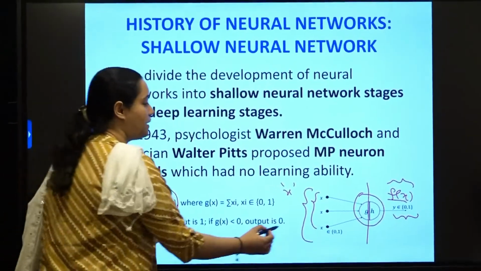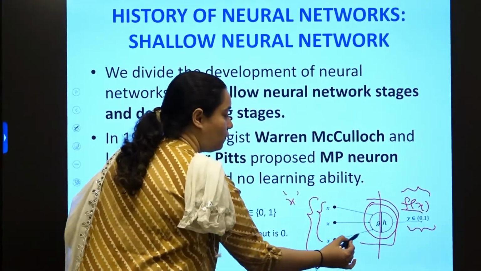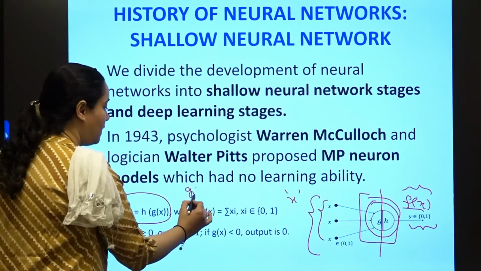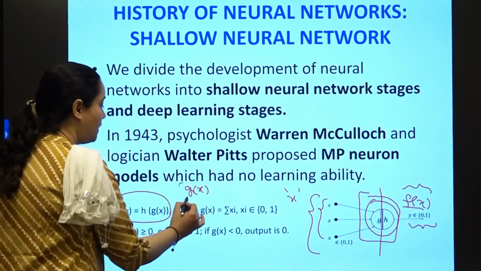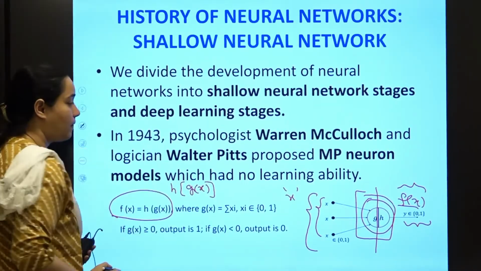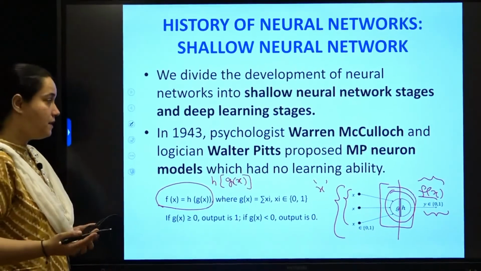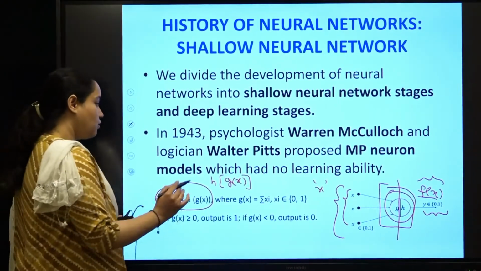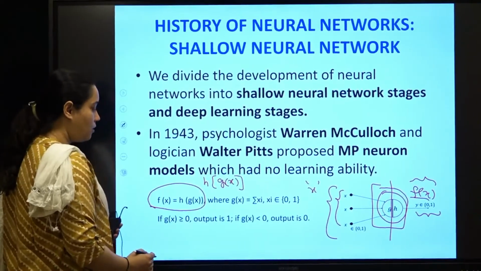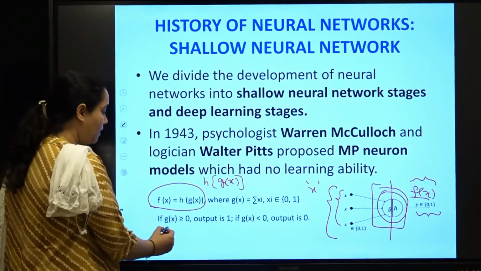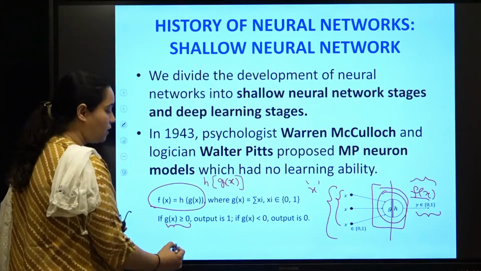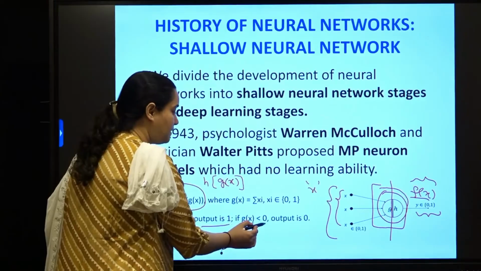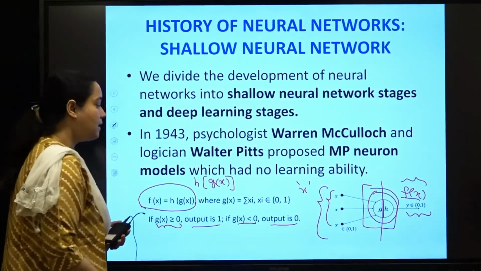This f of x is nothing but an application of these two inbuilt logical functions. First you would apply a g of x, to that you would apply an h of x. Now as we begin, we will see what g of x and h of x are. If I talk about a McCulloch-Pitts model, then g of x greater than or equal to 0 gives output 1. If g of x is less than 0, then the output is 0.